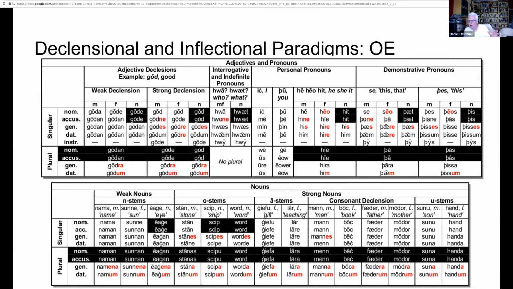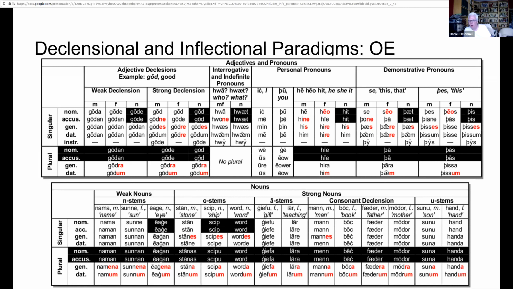So you've got weak nouns, and they can come in masculine, feminine, or neuter. So nama is an example, name. Suna is another example, a feminine one. Aya is another example, a neuter one.